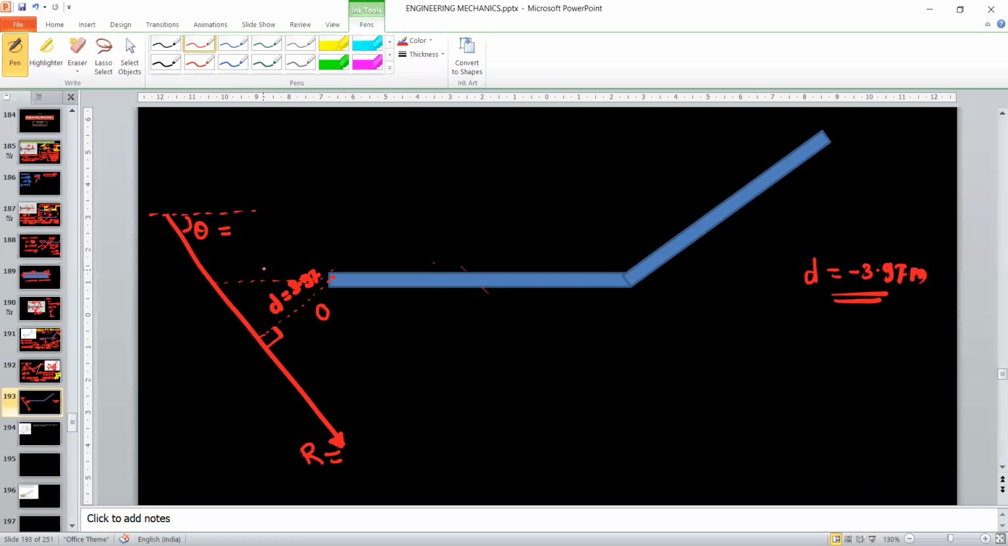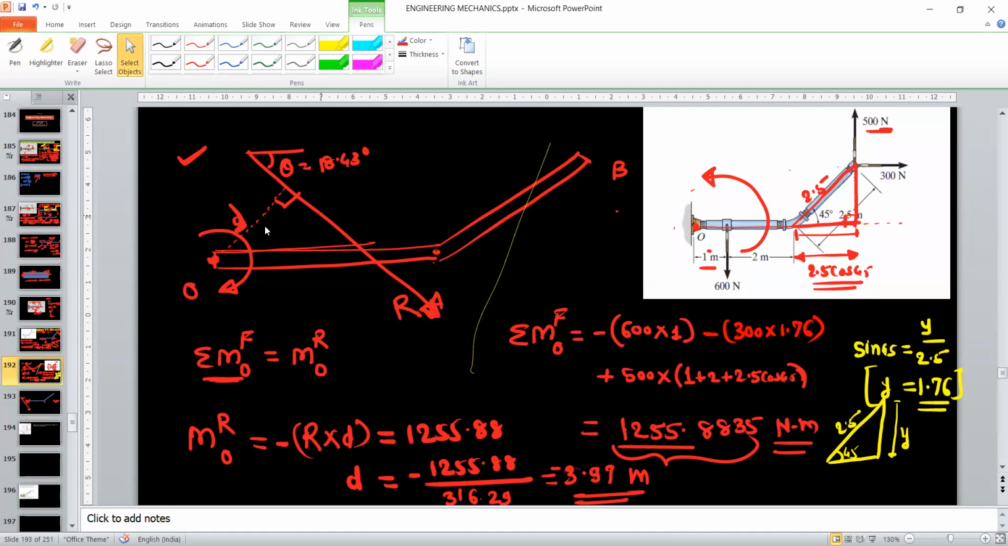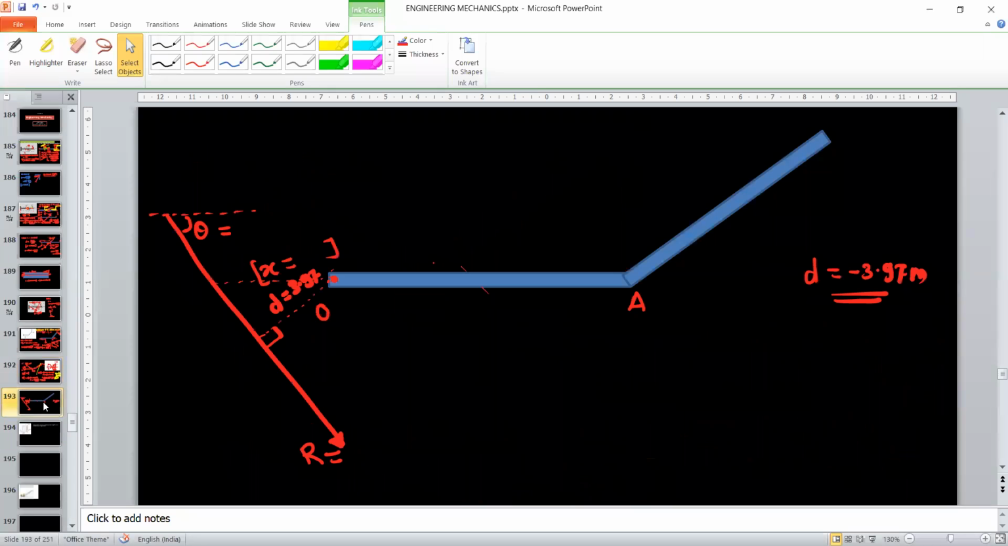And then you can find out the x distance, which is along this rod, or this pipe. So suppose this is OA. So by using trigonometry, you can find out the distance x. Okay, so this is your final answer. So just we have corrected the original diagram, that is this diagram. So initially we assumed the resultant to be on the right side of the point O. Okay, but we got the distance d as negative. That means the resultant must be on the left side. Okay, so just find out the distance x.